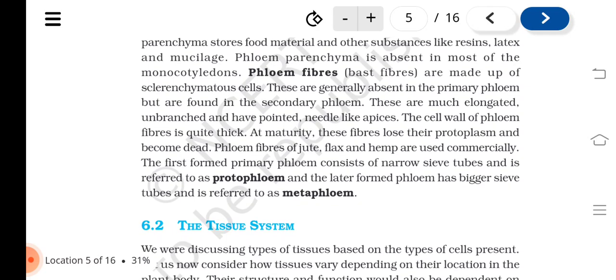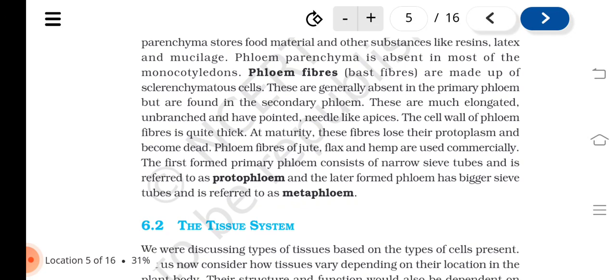Phloem fibers or bast fibers are made up of sclerenchymatous cells. These are generally absent in the primary phloem but are found in the secondary phloem. These are much elongated, unbranched, and have pointed needle-like apices. The cell wall of phloem fibers is quite thick. At maturity, these fibers lose their protoplasm and become dead. Phloem fibers of jute, flax, and hemp are used commercially.